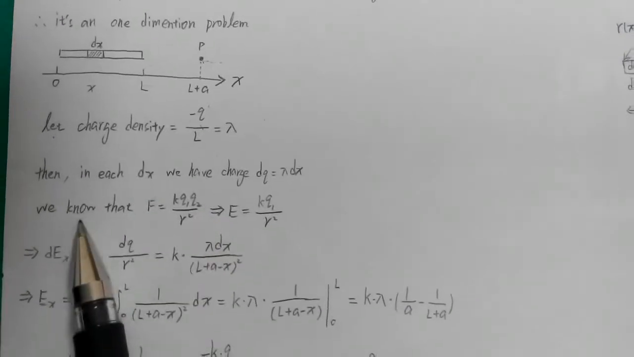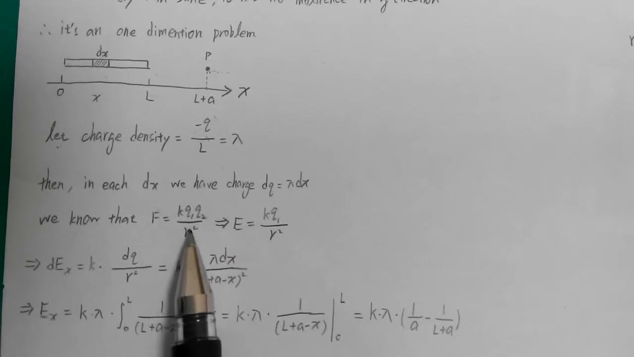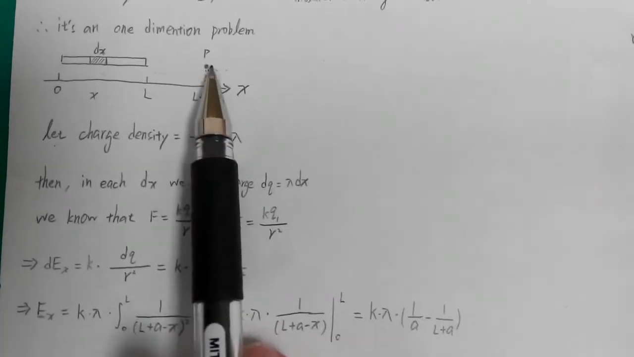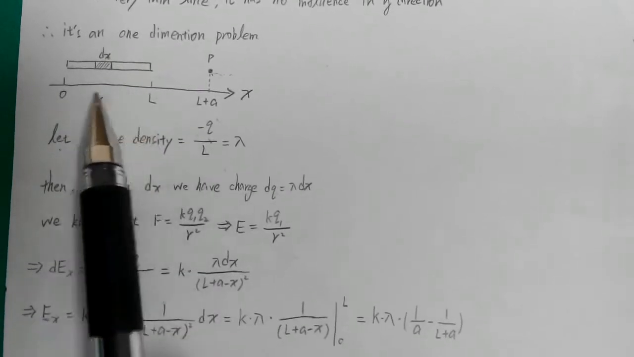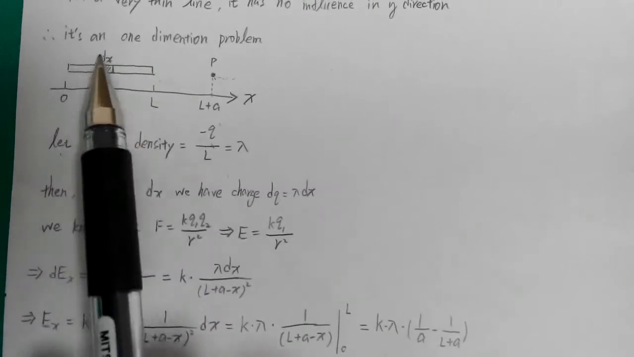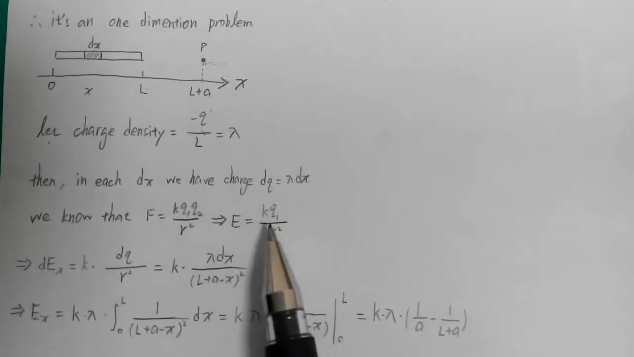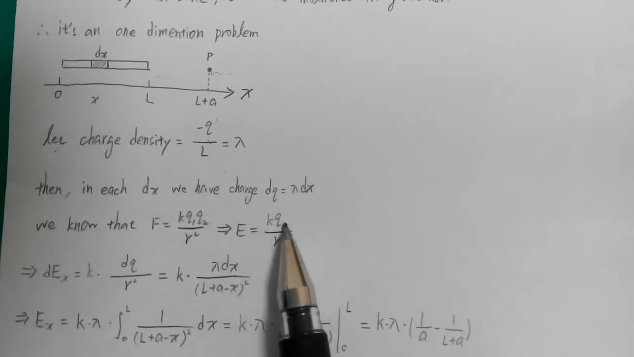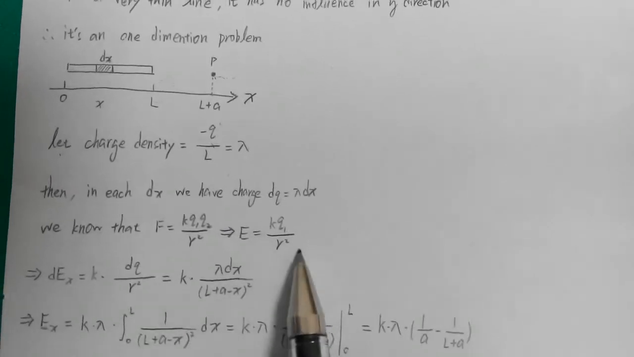Here, we know the Coulomb force is kQq divided by R squared. But now we are calculating the electric field, which means we want to know the environment created by this line. So we ignore the test charge q. So we have only kQ divided by R squared. So this is the formula.